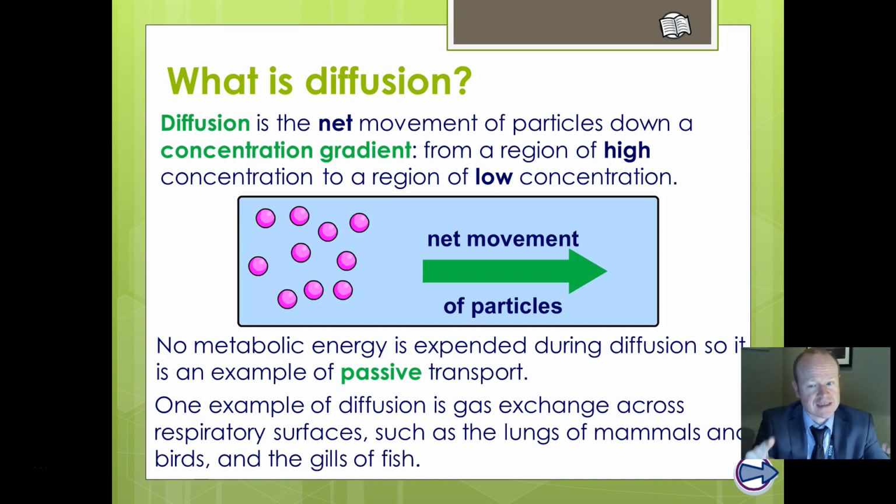Don't forget plant examples as well. Think about oxygen and carbon dioxide, when they move, which direction they move. So carbon dioxide diffusing in, oxygen diffusing out. Water vapor is another substance that can diffuse. See if you can think of some more examples.